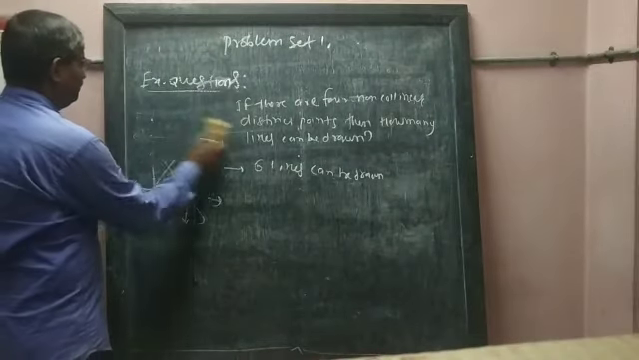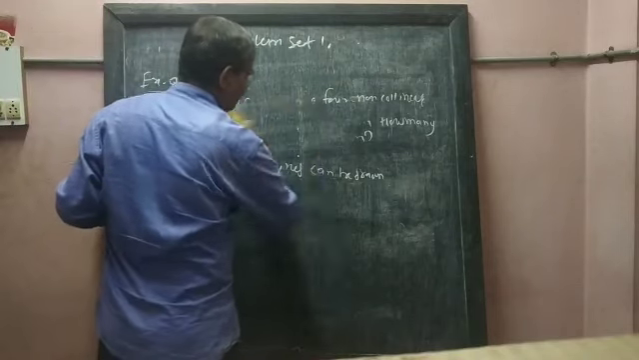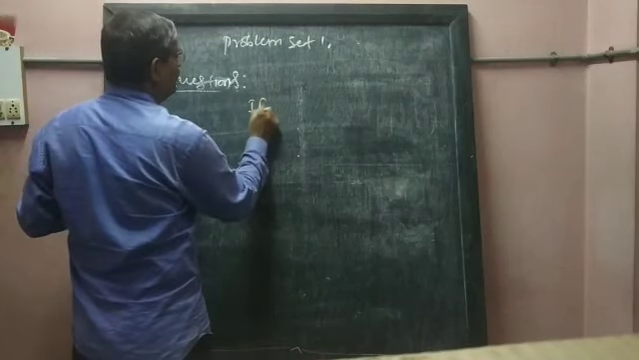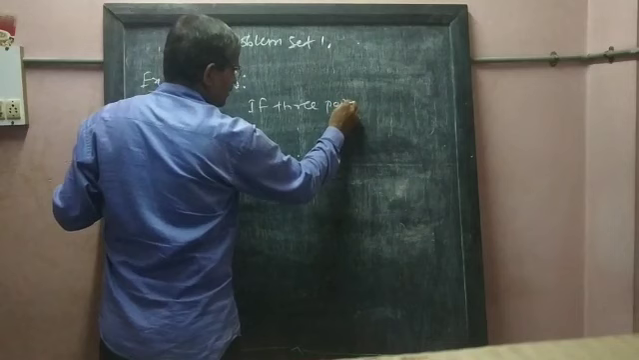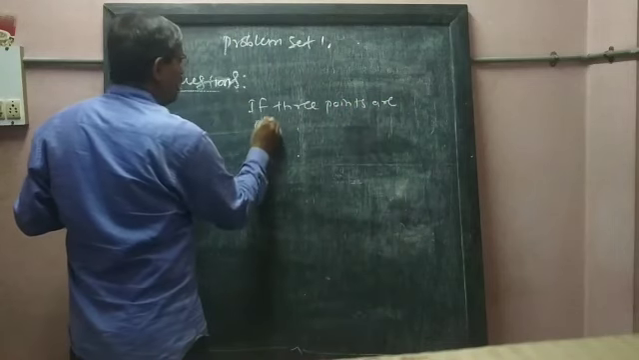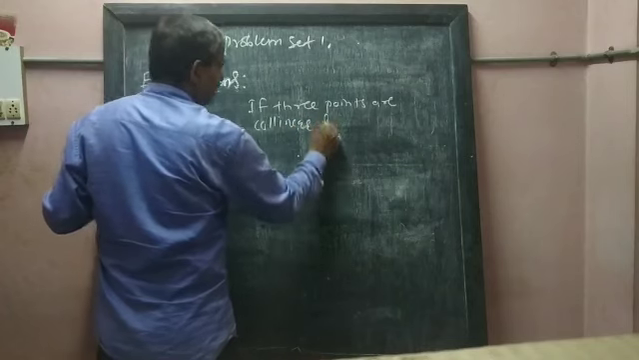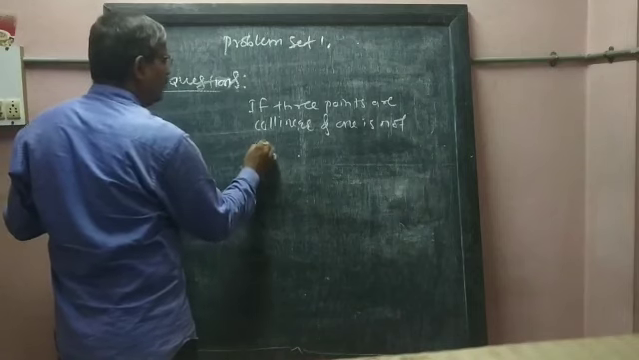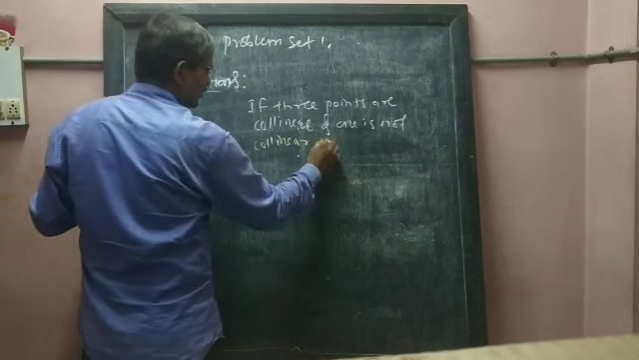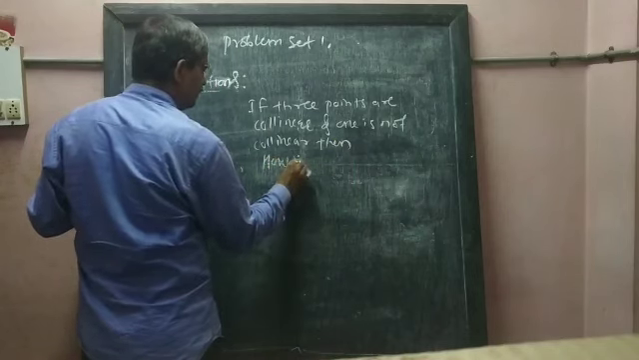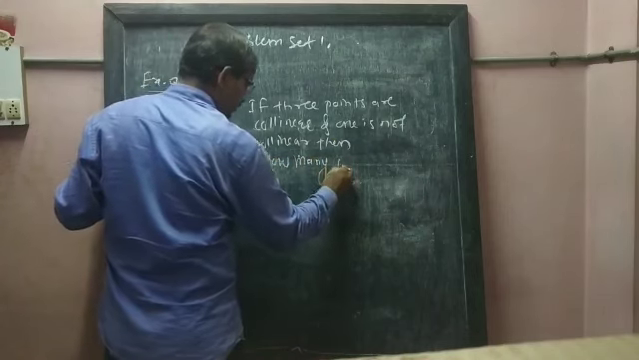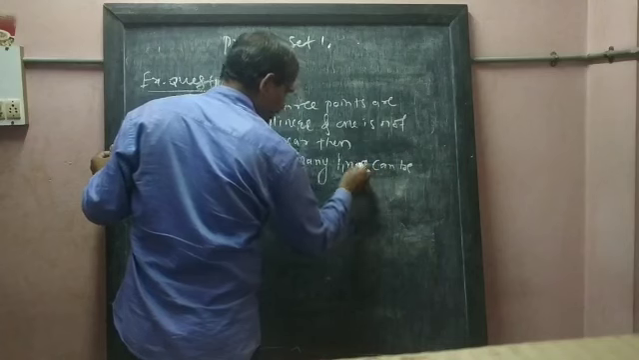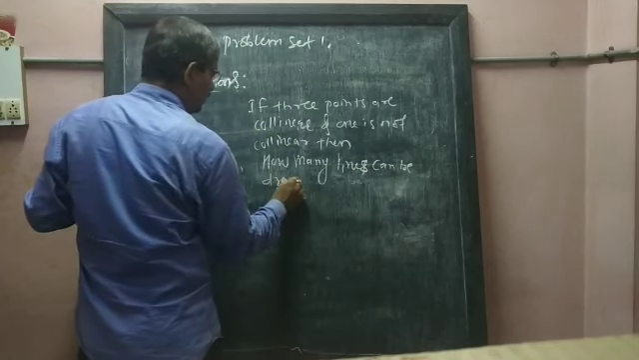Now the next condition. If 3 points are collinear and 1 is not collinear, then how many lines can be drawn?